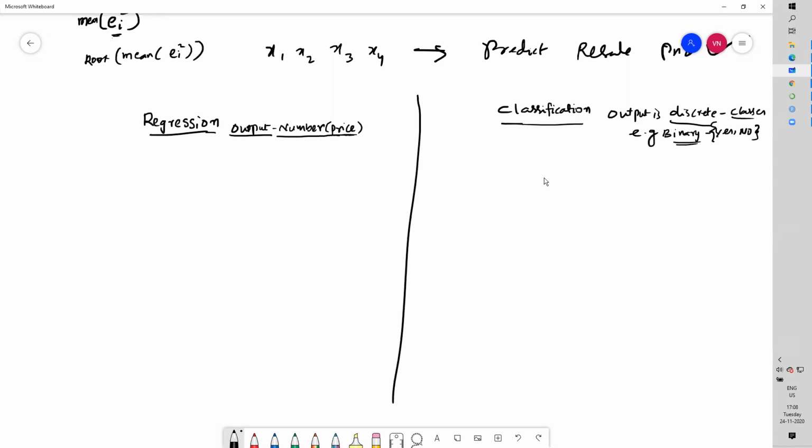Now let me explain a regression problem for you. Then we will see a classification problem as well. Let's take only one input and one output. That's why I said simplicity is always good, right? So start with only one input and one output.